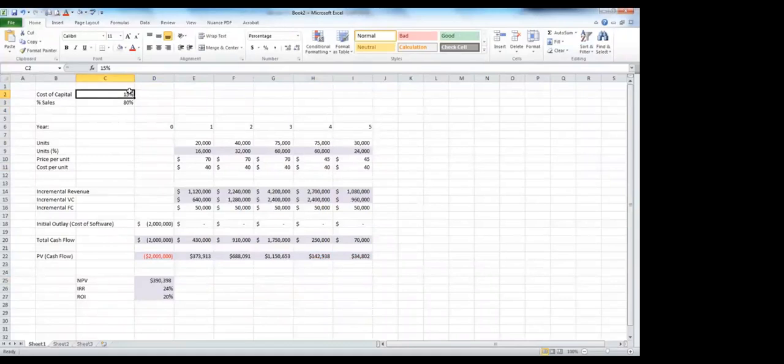Hope this was helpful. Hope you guys are enjoying learning all about incremental cash flows and capital budgeting, and seeing how easy it is to do it in Excel and how you don't want to do it by hand.